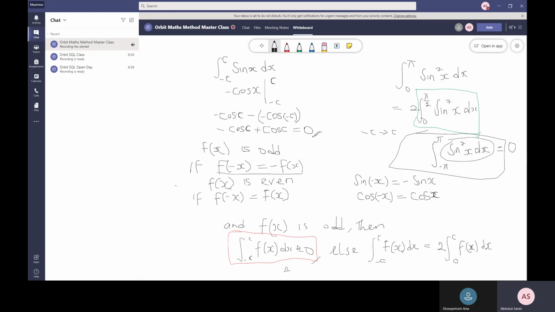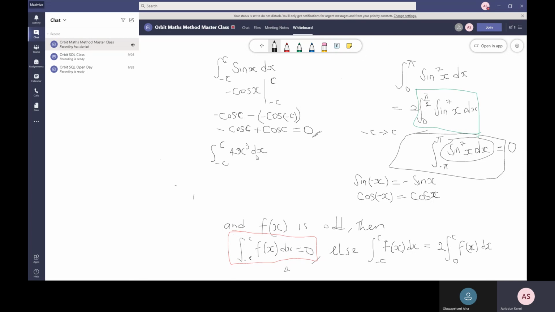So this is a trivial case to prove that this is actually true. So let's use another case study. Let me use, for example, integral from minus c to c of, let's say, 4x cubed. 4x cubed is an odd function. Why? Because of the power of x, which is 3.